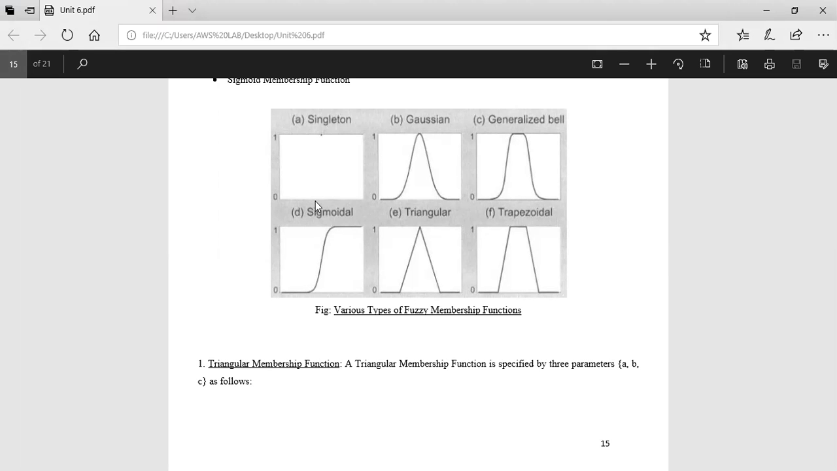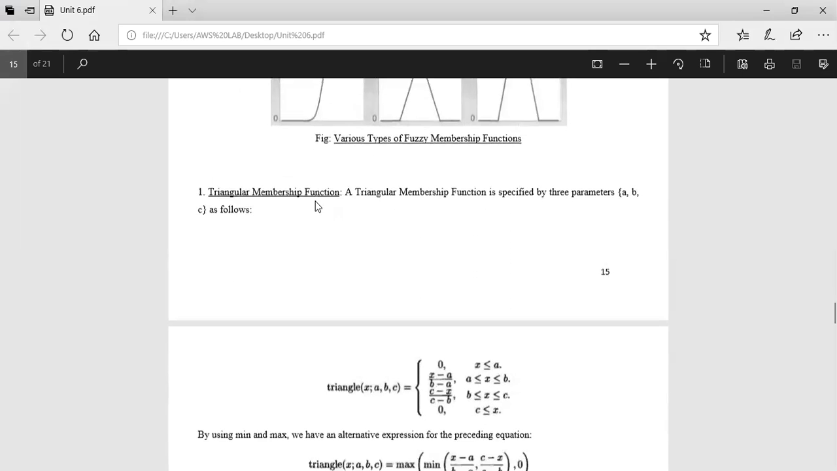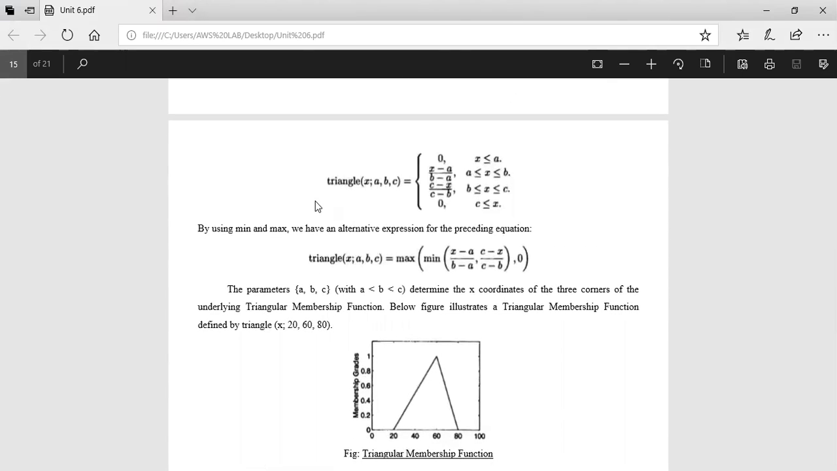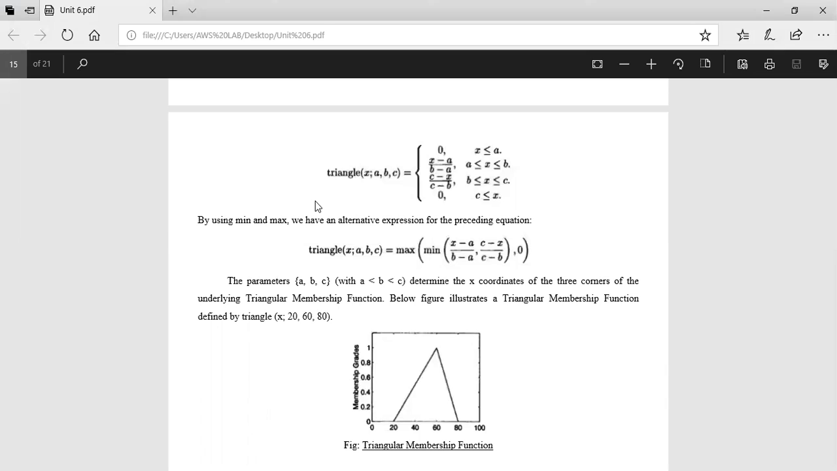So have a look at the graphs. If you are thorough with the graphs, I will show you the equations. Triangular and trapezoidal each have two equations. The first is the main equation, and the second is the first equation minimized by using min and max. Clear? So have a note of this equation. Note down the triangle membership function equations. Since you remember the graph, write the equation.